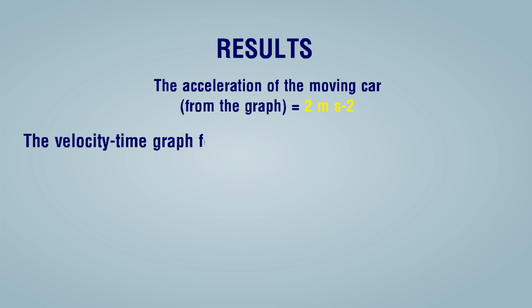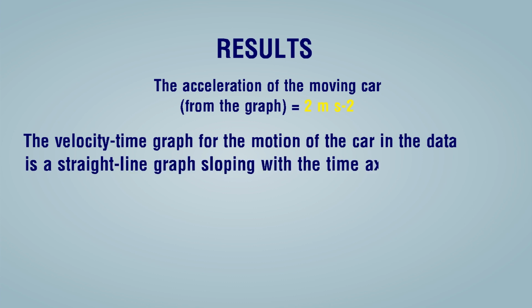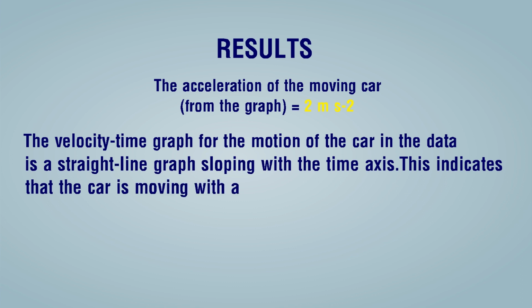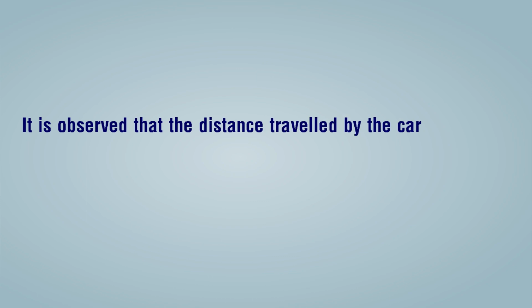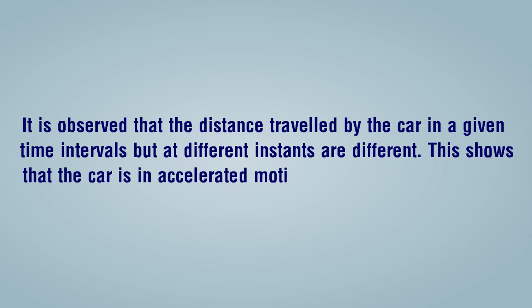Results. 1. The velocity-time graph for the motion of the car in the data is a straight line graph sloping with the time axis. This indicates that the car is moving with a uniform acceleration. 2. It is observed that the distance travelled by the car in a given time interval but at different instants is different. This shows that the car is in accelerated motion.